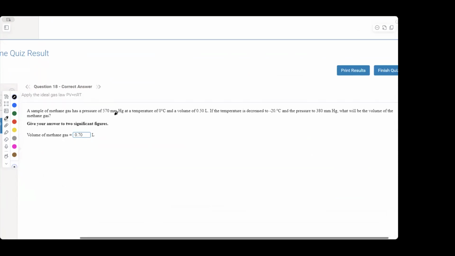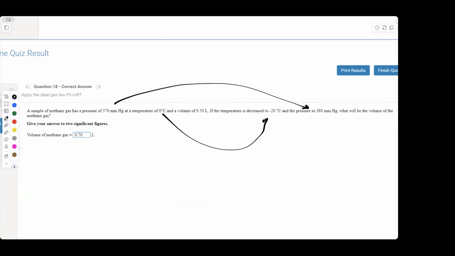A sample of methane gas at a pressure of 570 mmHg and a certain temperature. If the temperature is decreased and the pressure is changed, what will be the volume of the methane gas? So the pressure has changed or no? The pressure has changed. The temperature has changed. And the volume has changed.